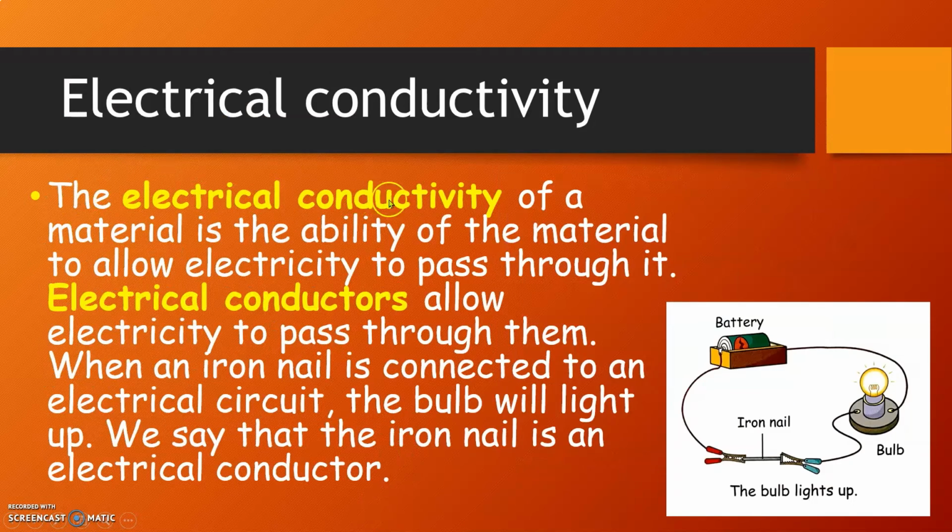The electrical conductivity of a material is the ability of the material to allow electricity to pass through it. Electrical conductors allow electricity to pass through them. When an iron nail is connected to an electrical circuit, the bulb will light up. We say that the iron nail is an electrical conductor.